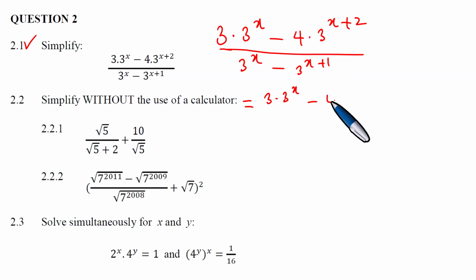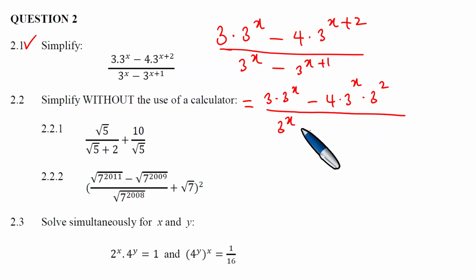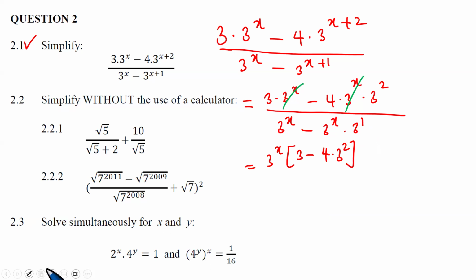So we have 3 to the power x here, 4 times. This one is 3 to the power x plus 2, but we can read it as 3 to the power x, 3 to the power 2 all over 3 to the power x, and this one is 3 to the power x, and this is 3 to the power 1. In the numerator, we take out the highest common factor, namely 3 to the power x. We have 3 minus, so we're going to factor out this one here. We have the 3 here, we have 4 here, and then we have 3 squared, like so.